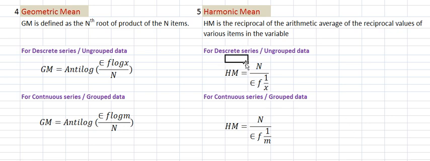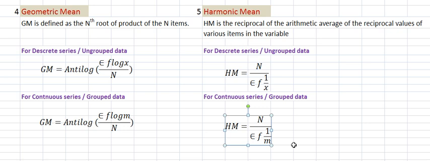For this, what is the formula for discrete or ungrouped data? HM means harmonic mean, and GM means geometric mean. Harmonic mean equals n divided by summation of f into 1 by x. For grouped data or continuous series, harmonic mean equals n divided by summation of f into 1 by m. The difference is that here 1 by x is taken, and there 1 by m. That is the simple difference between these two formulas.